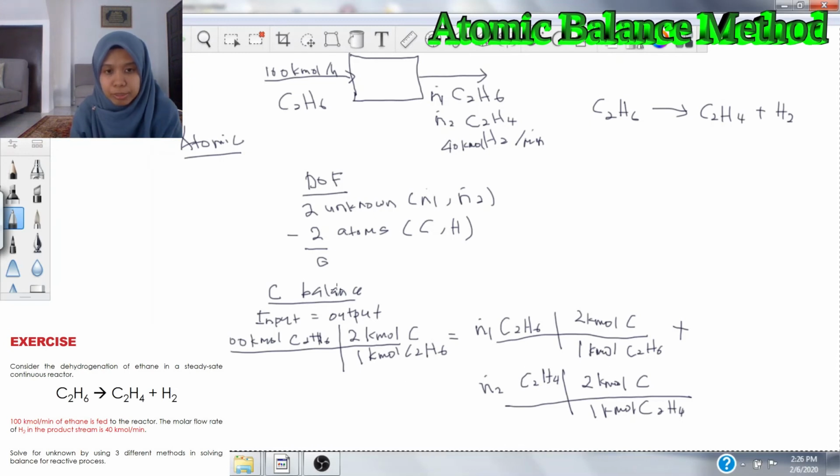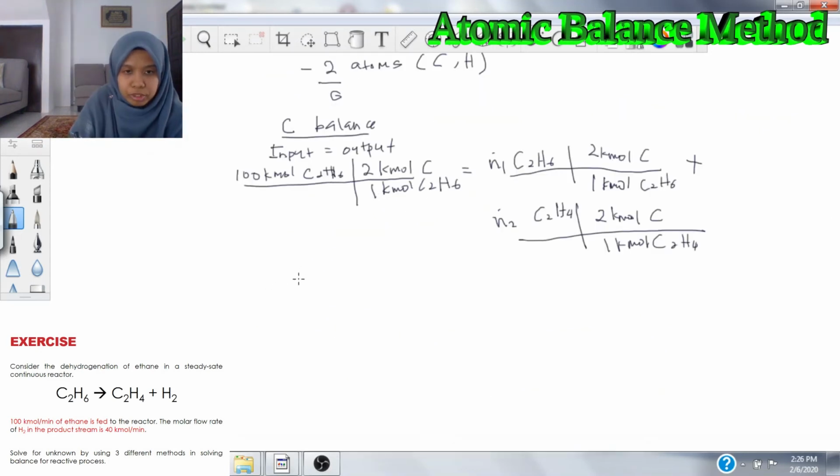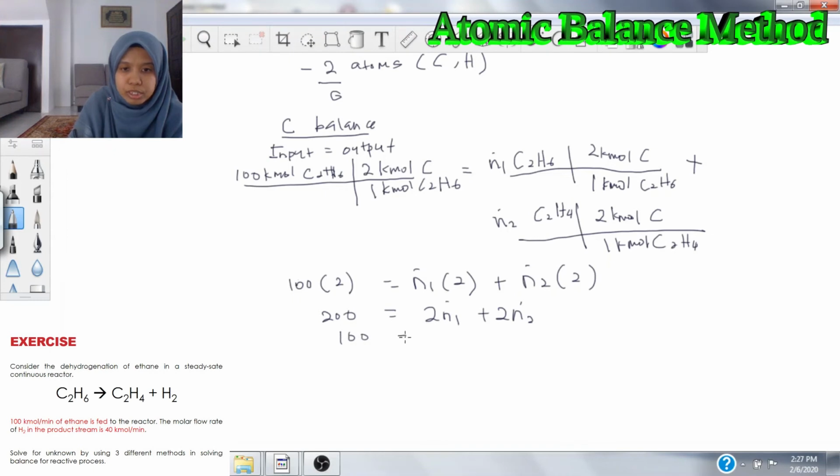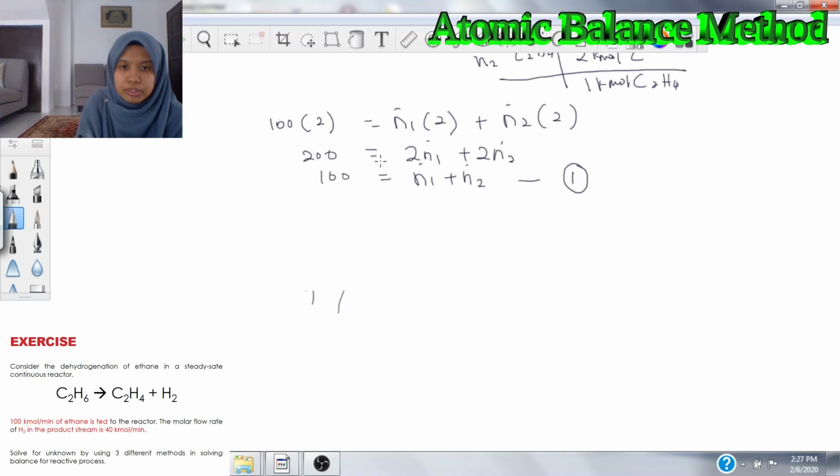Because this is the carbon balance. So you have 100 times 2 here equals N1 times 2 plus N2 times 2. Then you can simplify to 100 equals N1 plus N2. So this is equation 1. This is for the C balance, the carbon balance.